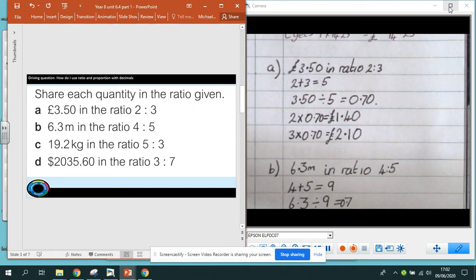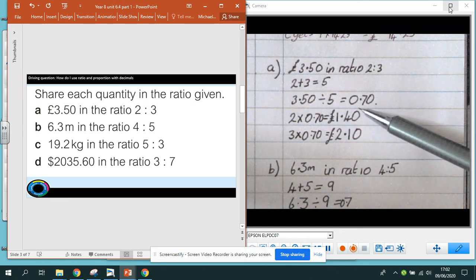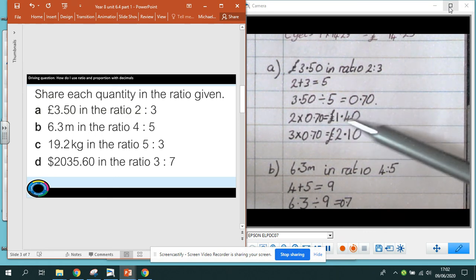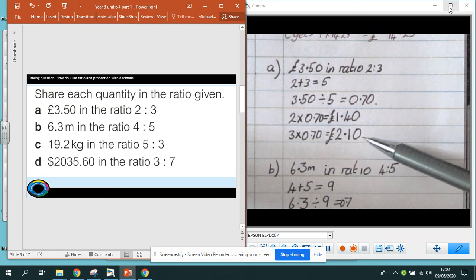Okay, so working our way down through these. The first one, £3.50 in the ratio 2 to 3. I add 2 to 3 to get 5. I divide £3.50 by 5, gives me 70 pence, or 0.7. 0.7 times 2 is £1.40. 3 times 0.7 is £2.10. So those are the answers that I'm looking for.